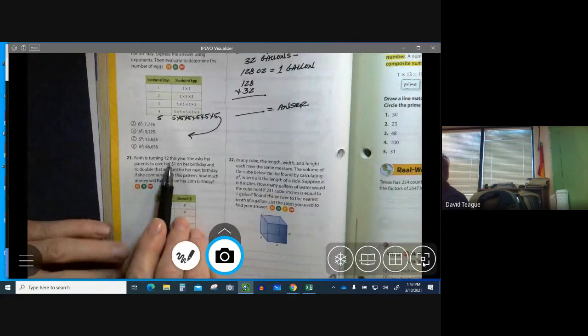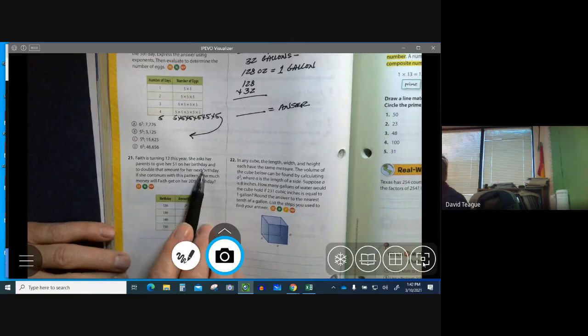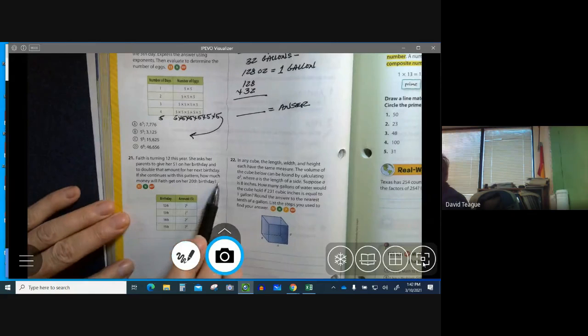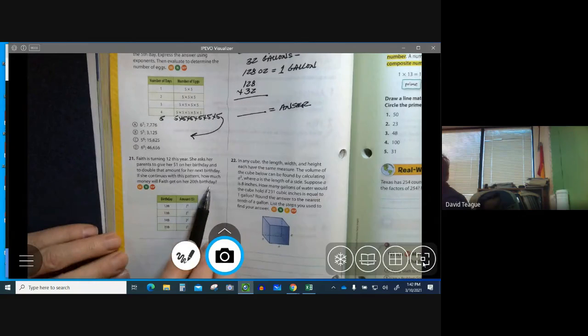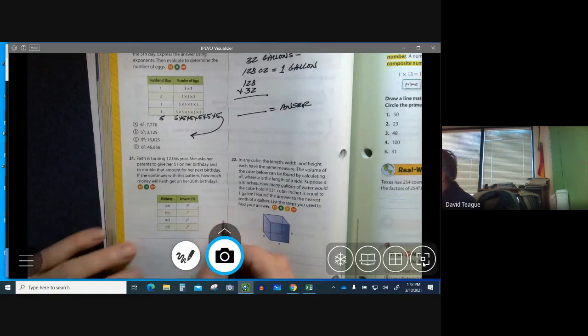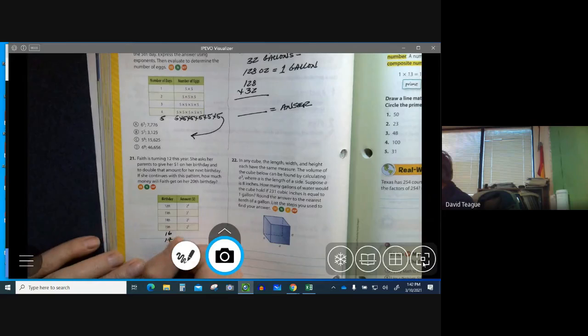Faith is turning 12 this year. She asked her parents to give her $1 on her birthday and to double the amount on her next birthday. If she continues with this pattern, how much money would Faith get on her 20th birthday? So let's just continue our chart, right? So this is 16, 17, 18, 19, 20.